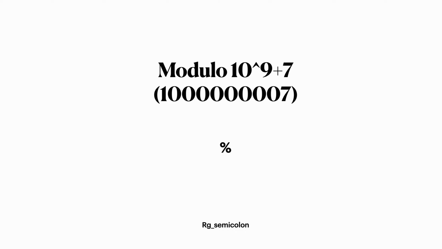So let's first understand modulo. Modulo is an operator which gives you the remainder between the two operands, right? We have used this many a times to get the remainder. So that is called the modulo.